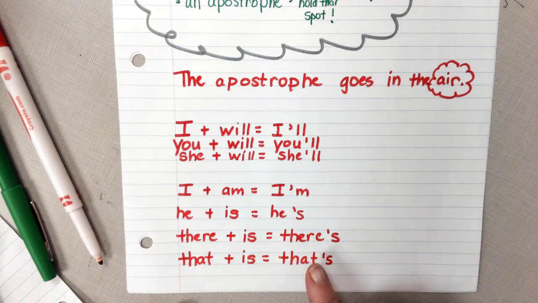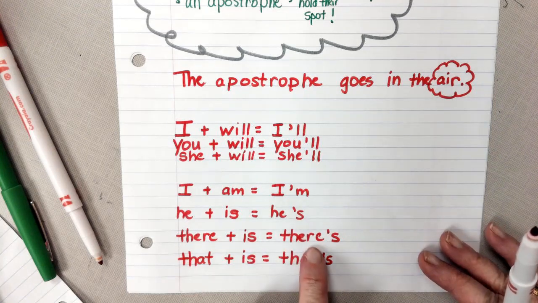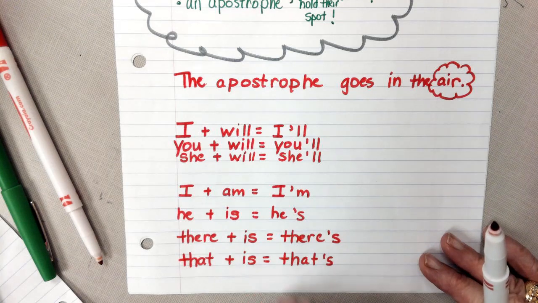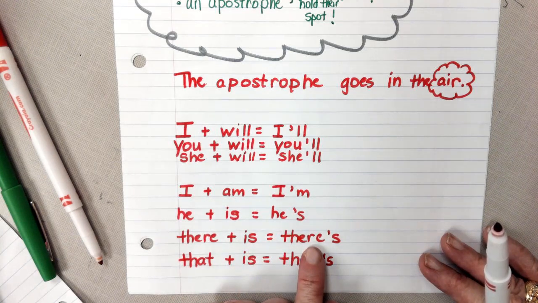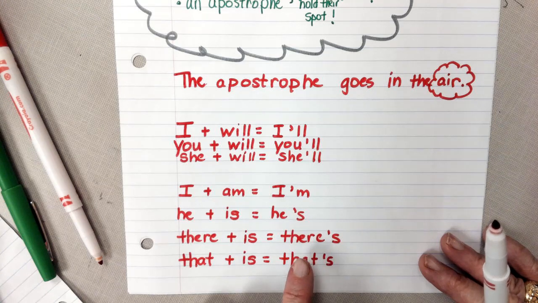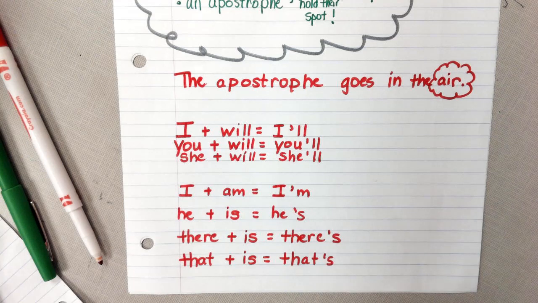Now whenever you're thinking about using a contraction, remember if you can replace it with both words, then this is the word that you can use to replace it. If you're showing ownership, that's a different type of their, that's T-H-E-I-R.